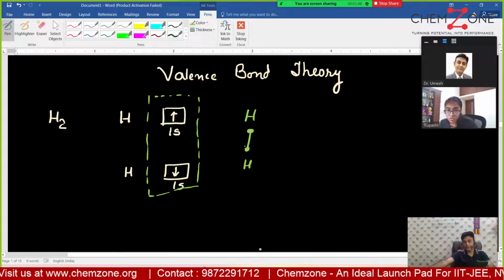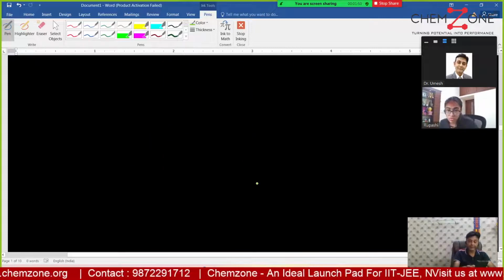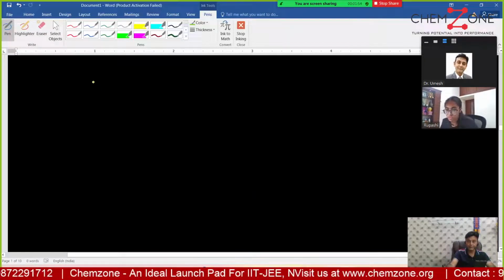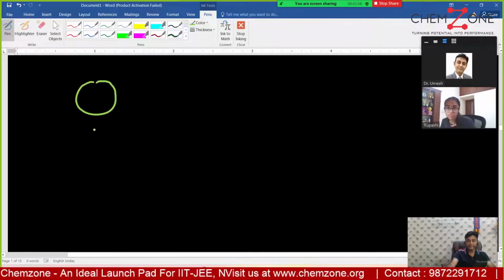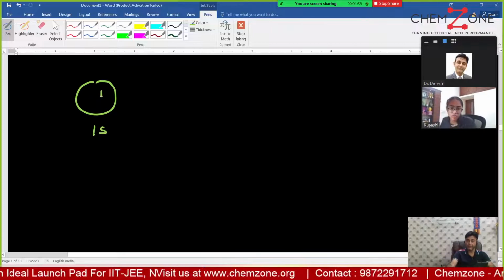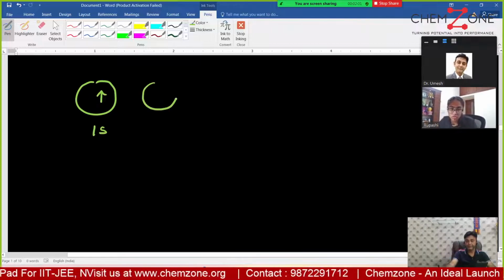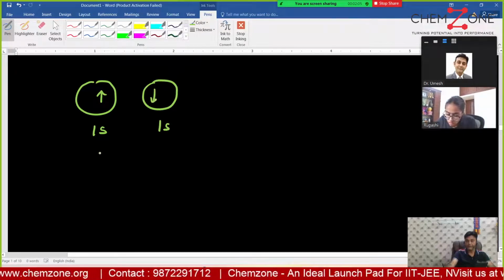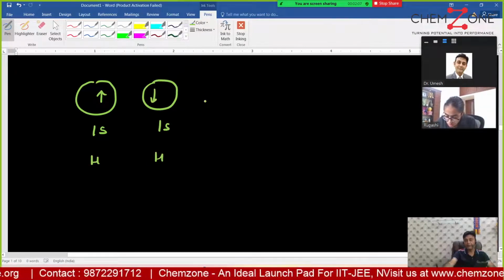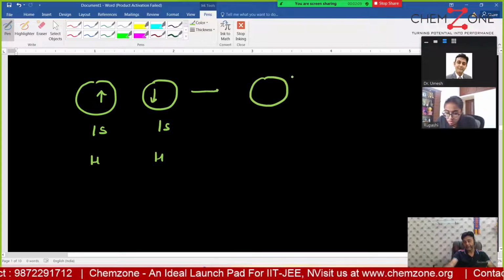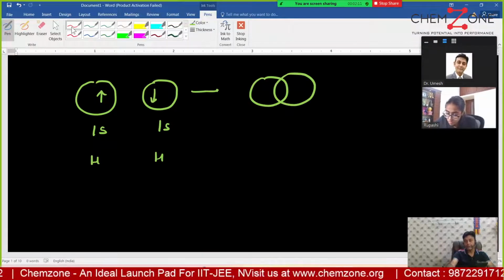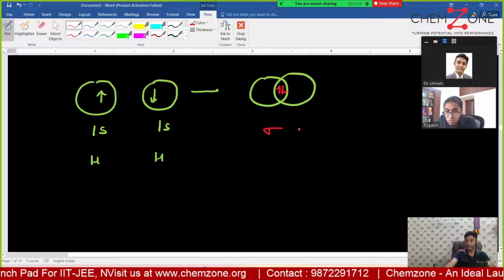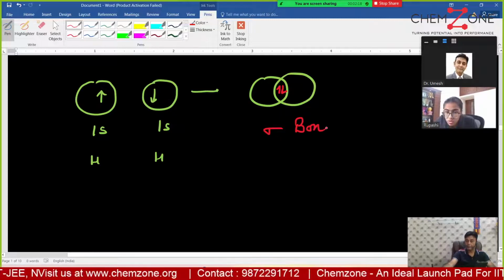So, what is the shape of the s orbital? Spherical shape. So, this is the 1s orbital of one hydrogen atom with the upward spin. Second hydrogen atom, 1s orbital with downward spin. These overlap here head to head. The unpaired electrons lie in between the two and form a sigma bond.